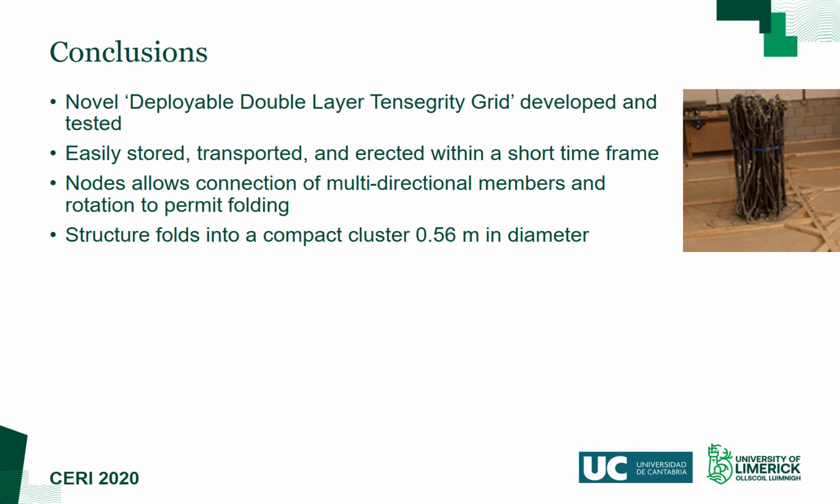This paper has described the development and testing of a novel deployable double-layer tensegrity grid. A large-scale 4x4 meter grid was designed using the Qua-Struts S1 tensegrity module, with nodes developed to cater for the connection of multi-directional cables and struts, while allowing for member rotations to permit folding of the structure. The grid was constructed, instrumented, and load tested to determine its functionality and structural performance. The overall behavior of the grid proved satisfactory, and the structure folded into a compact cluster of approximately 0.56 meters in diameter, which is shown here.